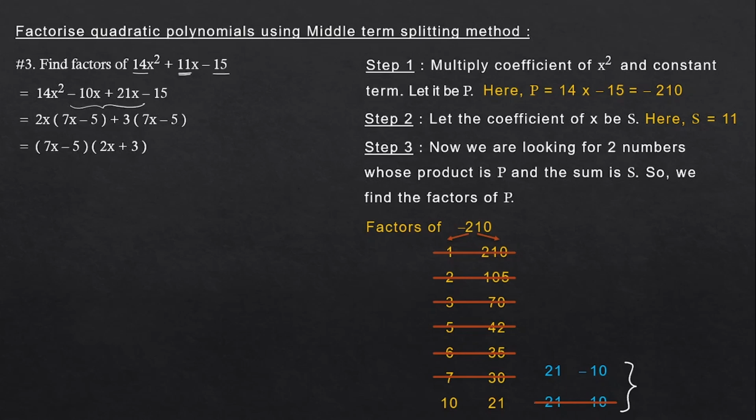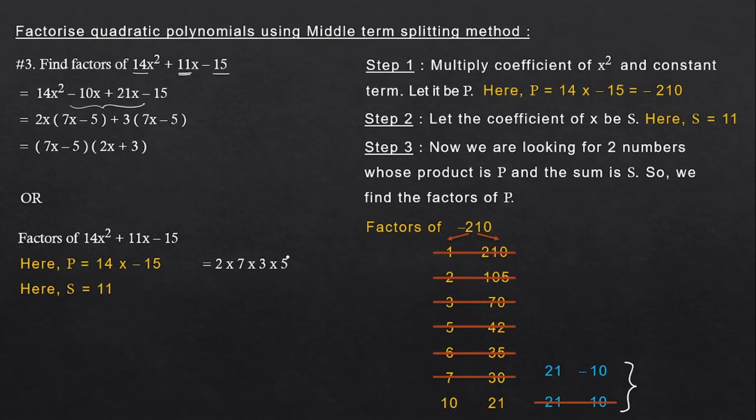Now let us see another method at this step only. What do I do when I have to find the factors? I'll first find my P and my S. Here we do not multiply. Rather, at this particular stage, I factorize the coefficient of x square and the constant term right here. So 14 factors are 2 and 7, 15 factors are 3 and 5.